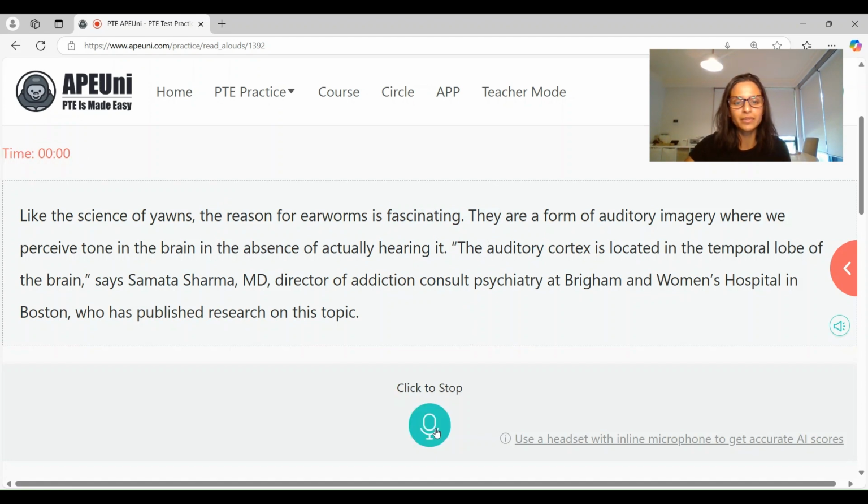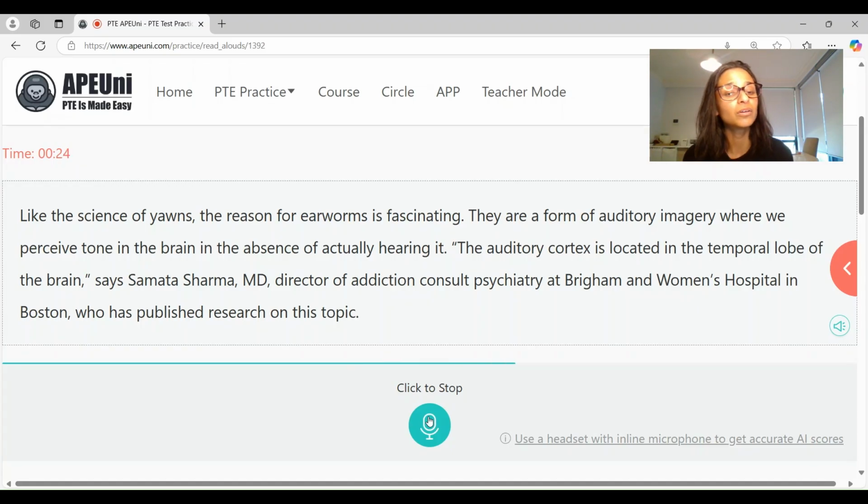Like the science of yawns, the reason for earworms is fascinating. They are a form of auditory imagery where we perceive tone in the brain in the absence of actually learning it. The auditory cortex is located in the temporal lobe of the brain, says Samata Sharma, MD, Director of Addiction Consult Psychiatry at Brigham and Women's Hospital in Boston, who has published research on this topic.